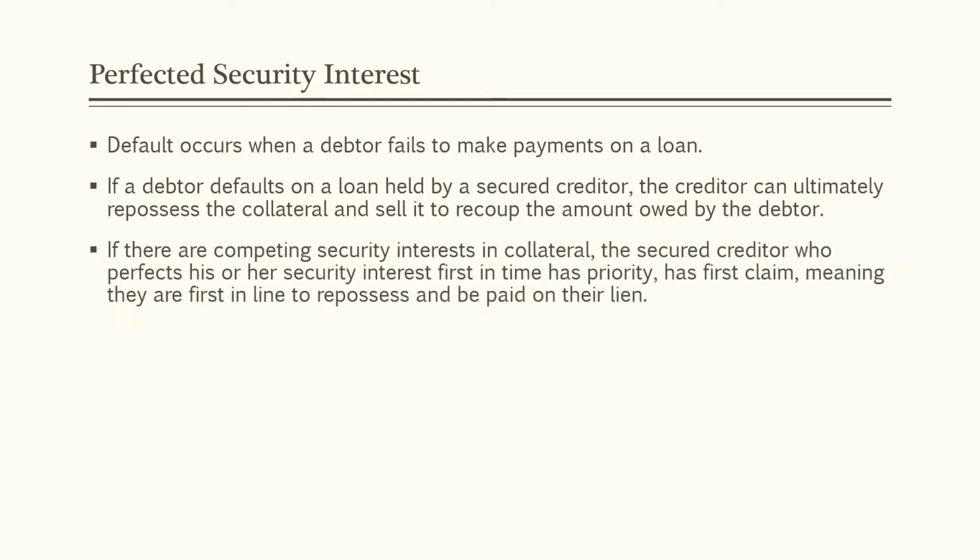If there are competing security interests in the same collateral, the secured creditor who perfects his or her security interest first in time has priority, has first claim, meaning they are first in line to repossess and be paid on their lien. So if you are first in time, you are the first creditor, generally. There are some exceptions and we'll talk about those. I call it being the first pig to the trough who gets to eat.